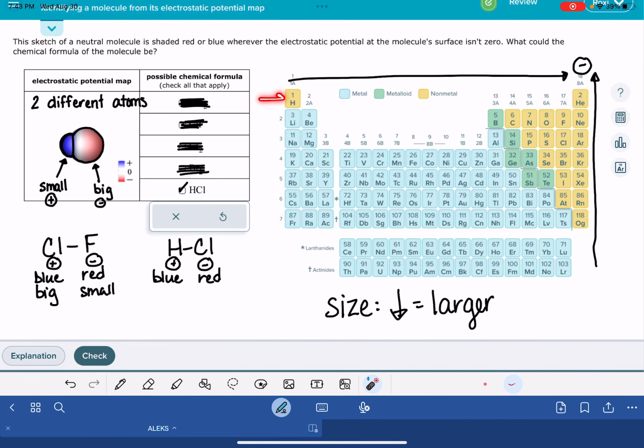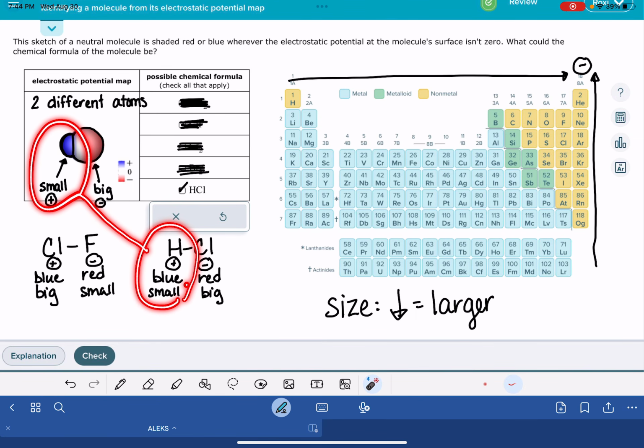Hydrogen is in row number 1 and chlorine is in row number 3. So that means chlorine is the larger of the two and hydrogen is the smaller of the two. And take a look at how this matches up with the electrostatic potential. The smaller atom is the one that is positively charged.